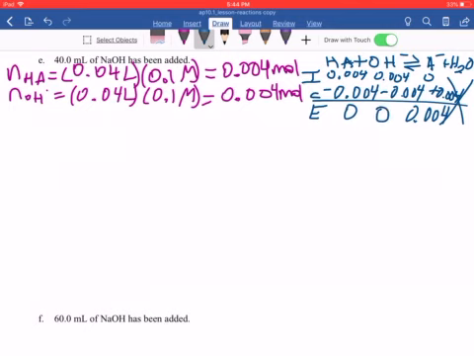All right, so the important part here is whenever the reactants are equal to 0, that means both of them are used up. That means that there's no acetic acid and no hydroxide left. That's going to create an additional step. And so we need to create a second ice table in order to solve this.